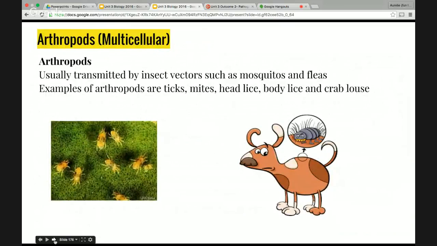Then we have our arthropods, which are also multicellular. So usually arthropods are transmitted by insect vectors, such as mosquitoes and fleas. Okay, like if you've heard about fleas. So examples of arthropods are ticks, mites, head lice, body lice, and crab lice.